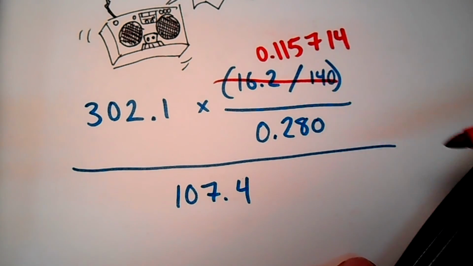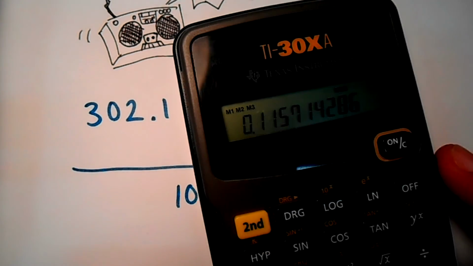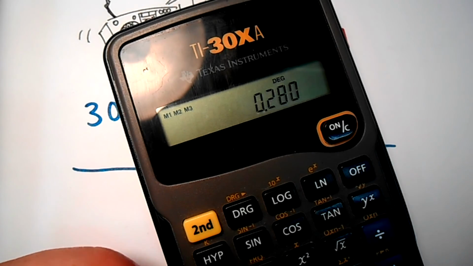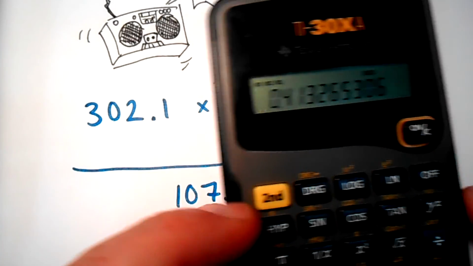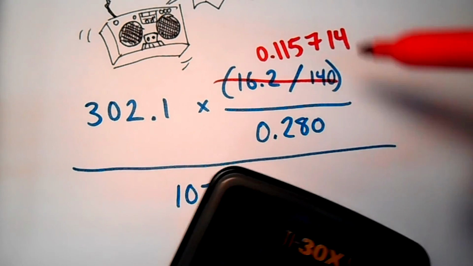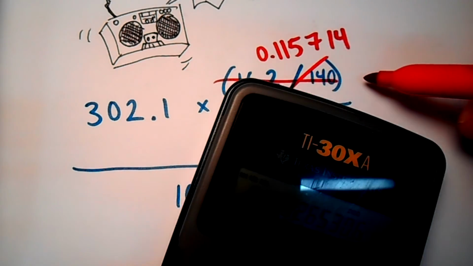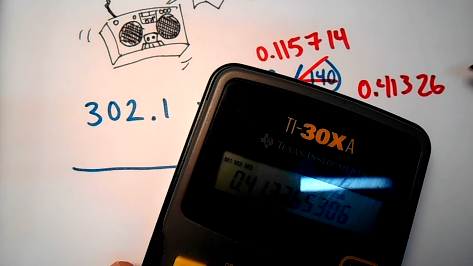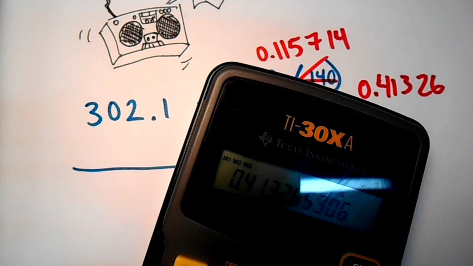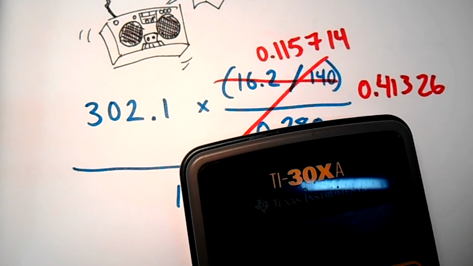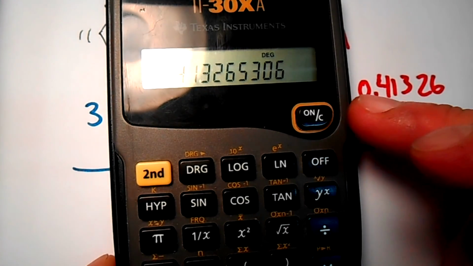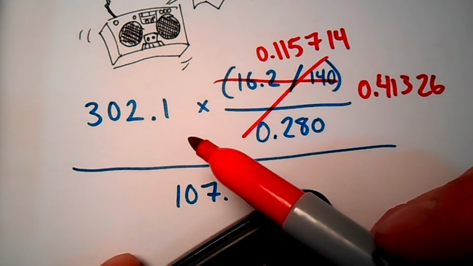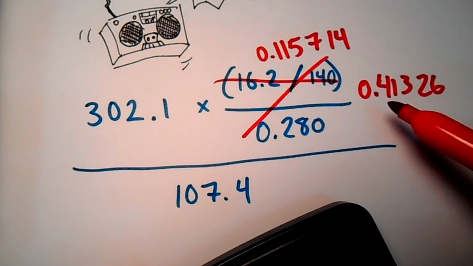So now I've got my new problem. I need to take that value and divide it by 0.280. Now it is still in my calculator here, so I'm just going to divide this by 0.280. When I do, I get this new raw value. So I can actually now say that this has all been replaced by 0.41326 and some odd change. I don't need to write all of that, and it is still right here in my calculator. If I accidentally hit clear on my calculator, then I've got it written down as my partial answer so far. So now it becomes 302.1 times this value.